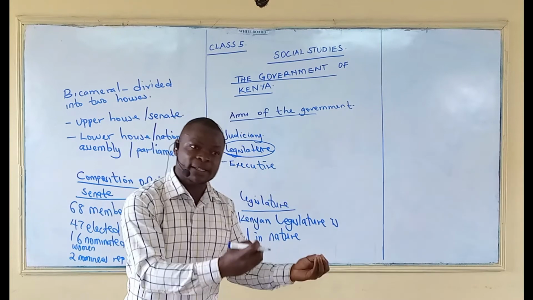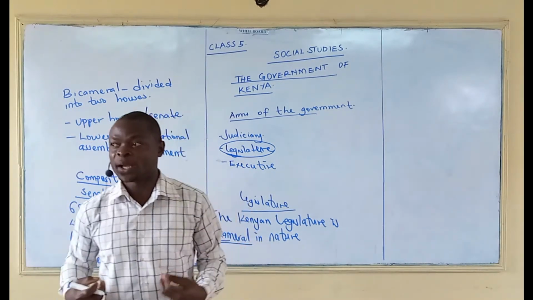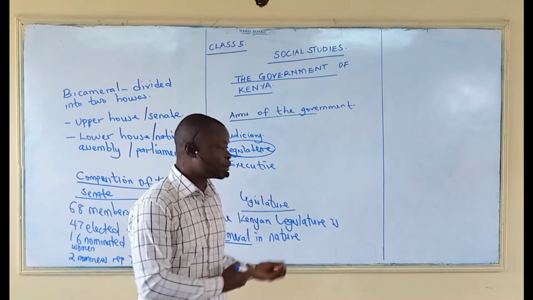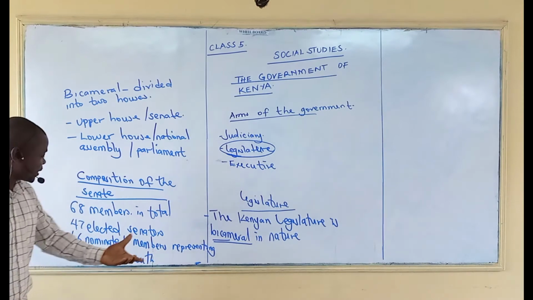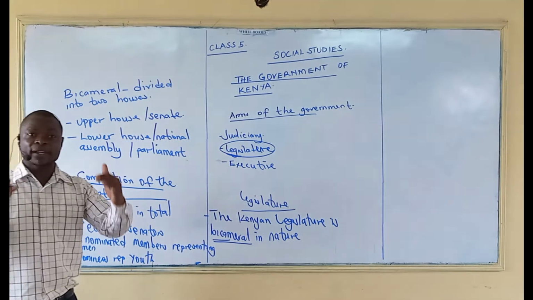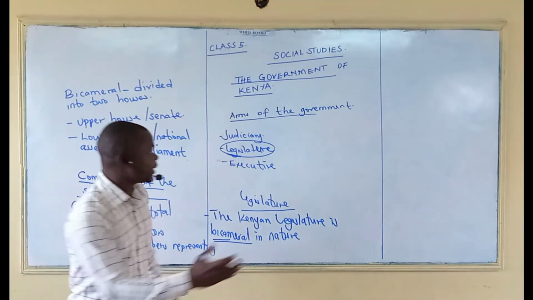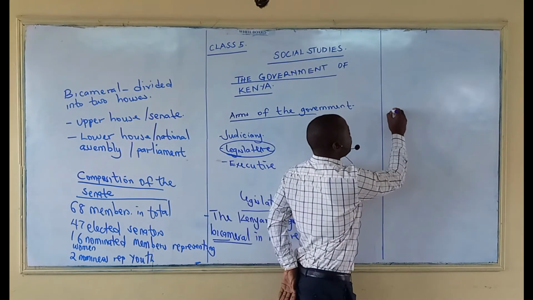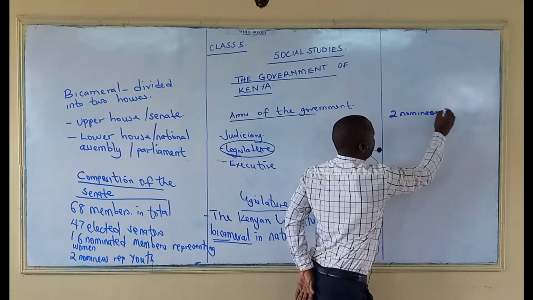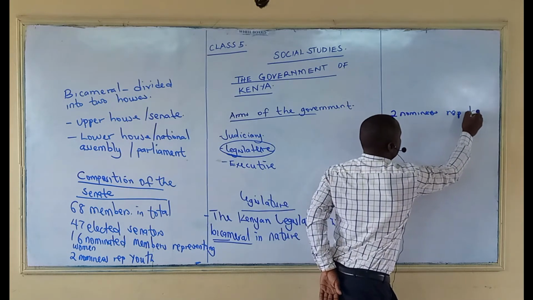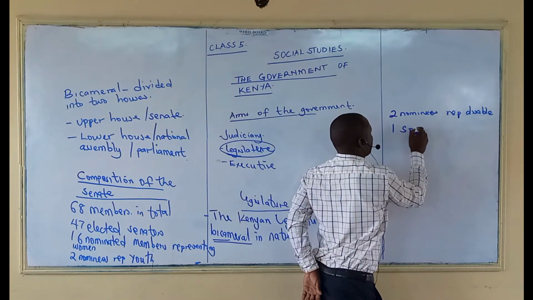These 68 members in total are further broken into the following. We have 47 elected senators. What we mean is from each and every county, a senator is elected to represent the county. Then we have 16 nominated members representing the women. Sorry, not in each and every county; we mean 16 members are nominated in the Senate to represent the interest of the women.